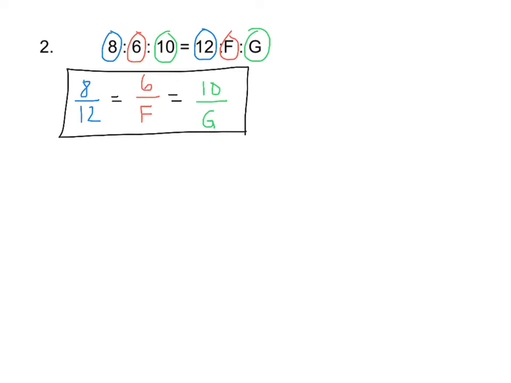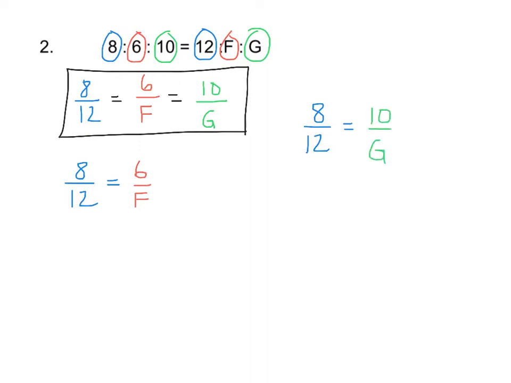How should you split these up? If I want to find f, I should forget about g right now. So how do I do that? So the first one will look like this. 8 over 12 is equal to 6 over f. So when I want to find f, forget about g. Similarly, if I want to find g, I would forget about f. So I'd write 8 over 12 is equal to 10 over g.